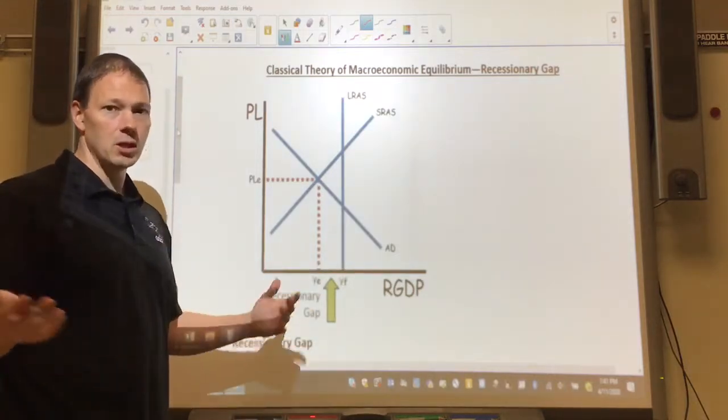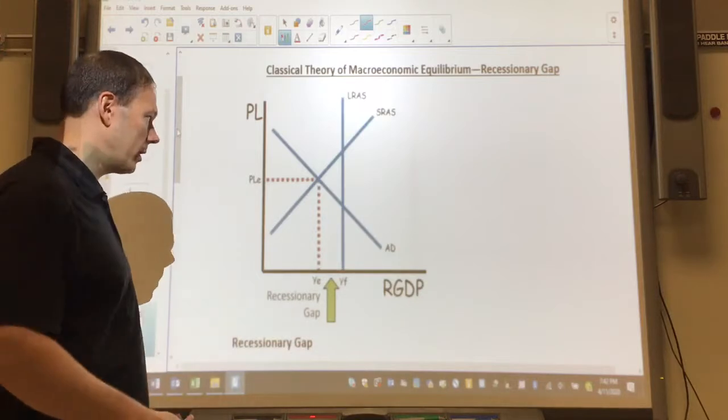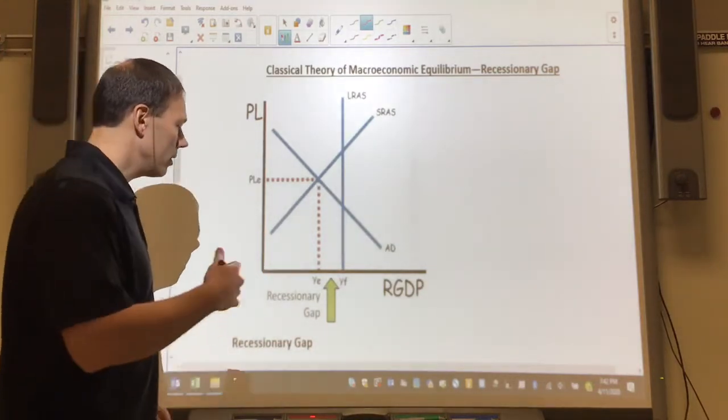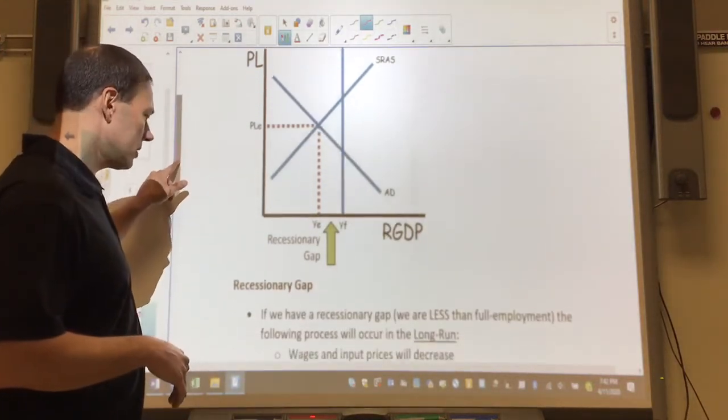If we're making fewer things, we don't need as many workers. So unemployment's probably going up. Obviously, this is what's happening right now. We're in recession, and so unemployment goes up.